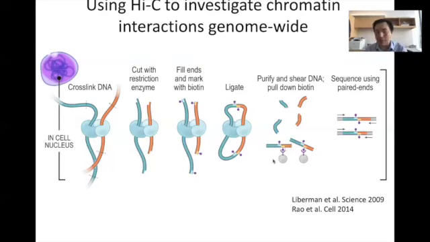And then because when you do the sequencing, you use paired-end sequencing, you have one end coming from one part of the genome, and the other end coming from the other part of the genome. And once you have the sequence results, potentially millions of reads or even billions of reads, you can begin to construct the data matrix.